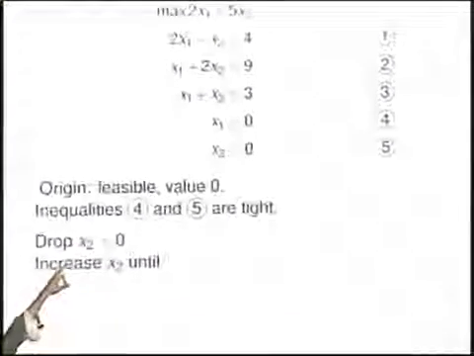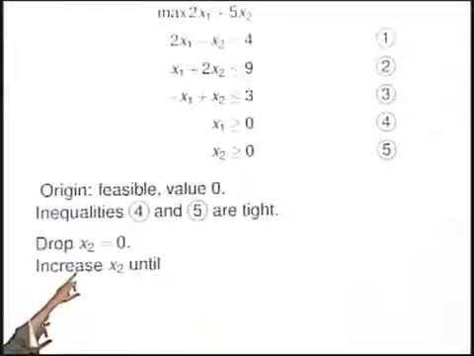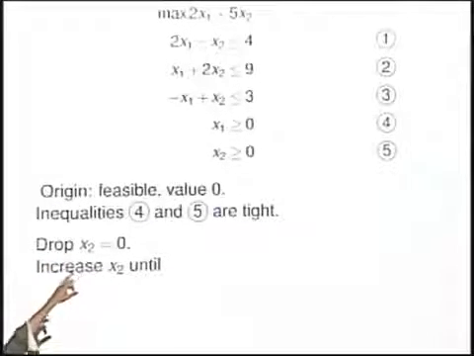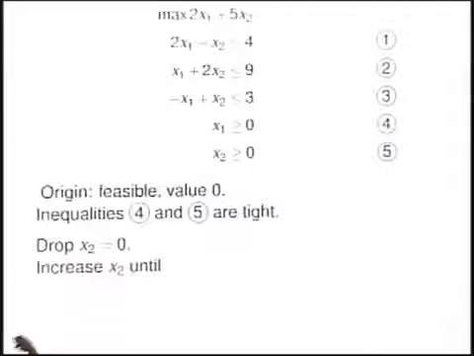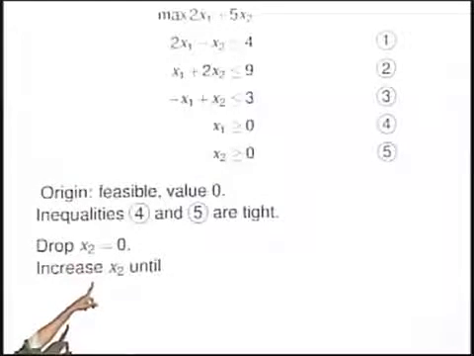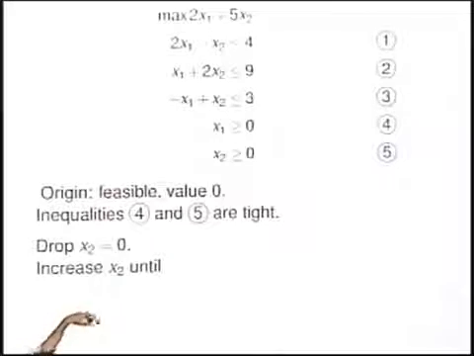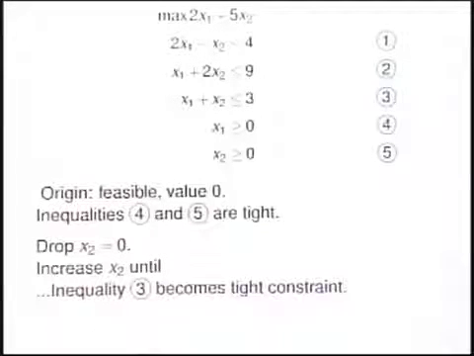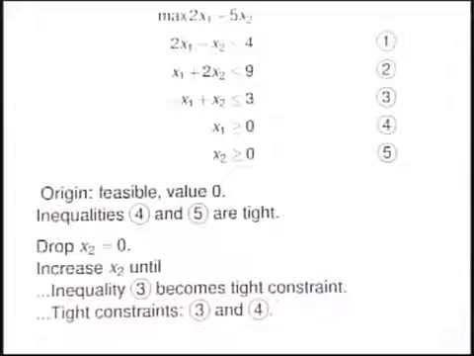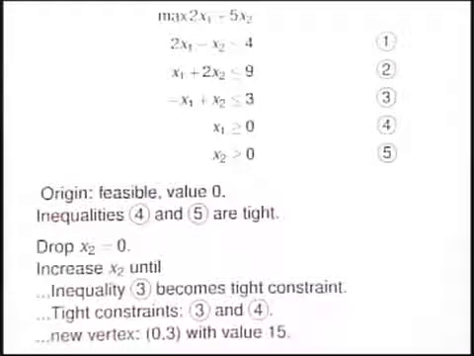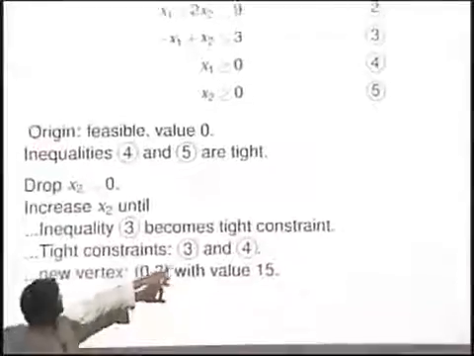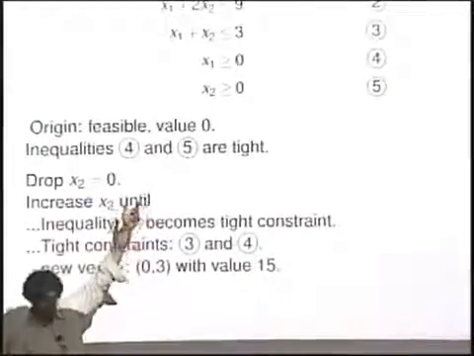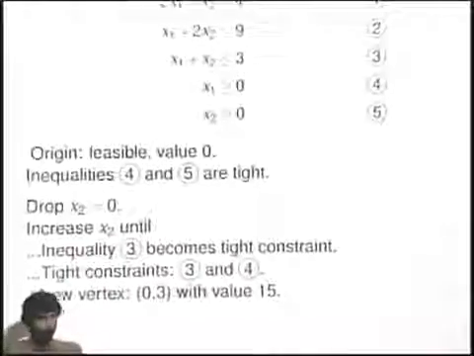x1 is 0, right? So x1 is all 0. So you have these three constraints become x2 is less than or equal to 3, 2 times x2 is less than or equal to 9, and x2 is less than or equal to 4. So the tightest one is that x2 is less than or equal to 3, right? So the third equation is going to be the new tight inequality. Inequality 3 becomes tight. Tight constraints 3 and 4. You have a new vertex, 0 and 3. Okay, the x1 value is 0, the x2 value is 3, and the value of the objective function is no longer 0, it's 15. Okay?